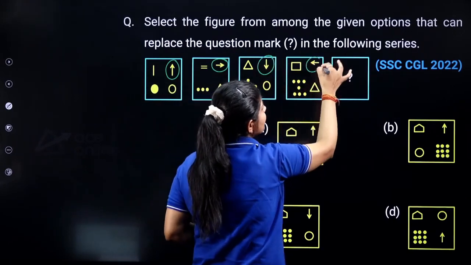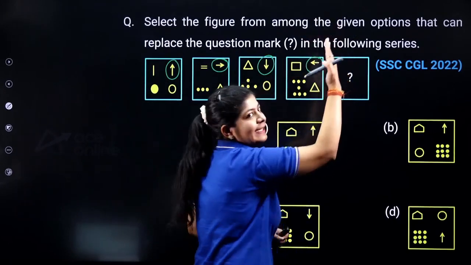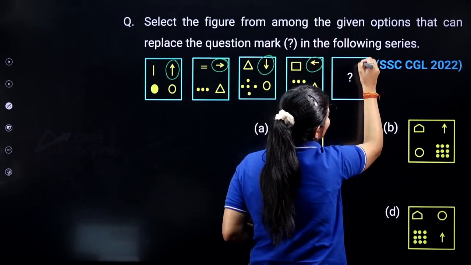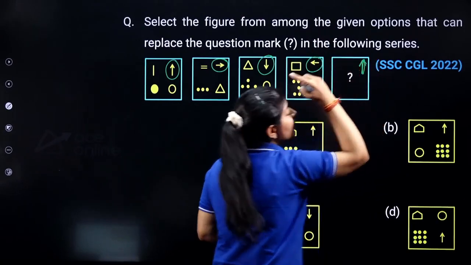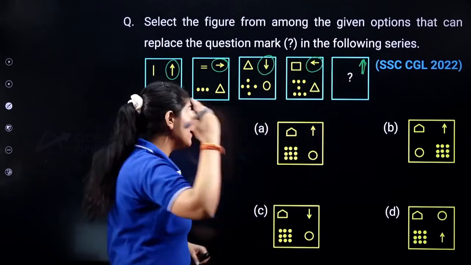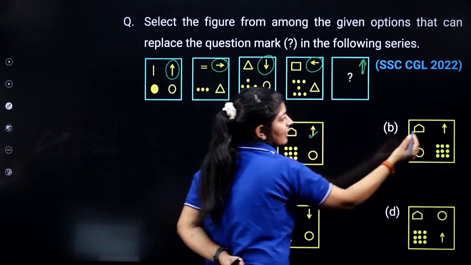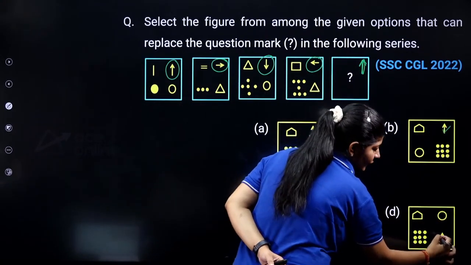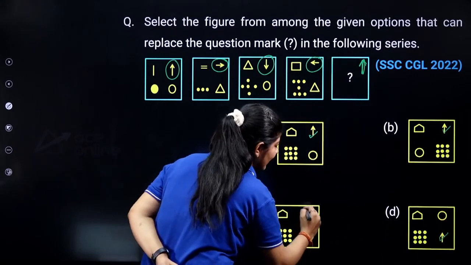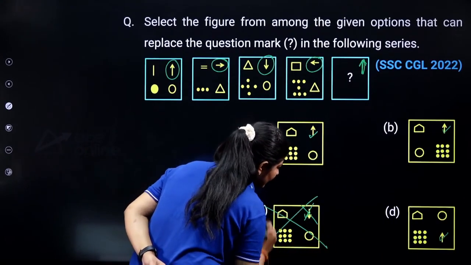South, west. Now again it moves 90 degree clockwise. So we need our arrow facing towards north direction or towards the upwards. Do we have that? Yes. Yes. Yes. No. So just simply eliminate this option.